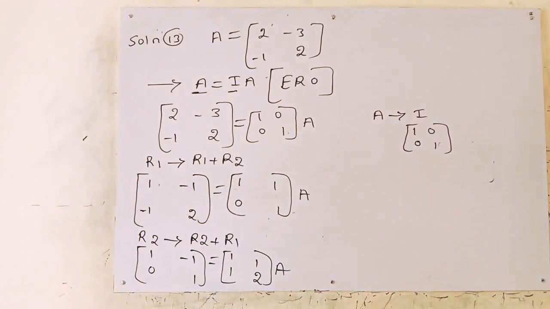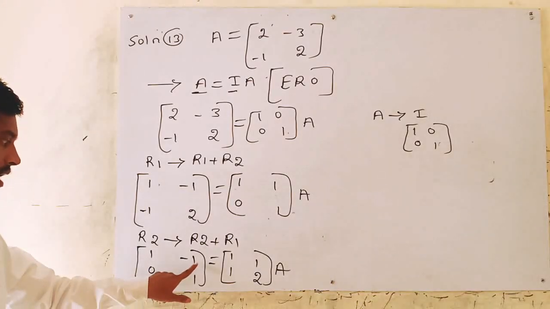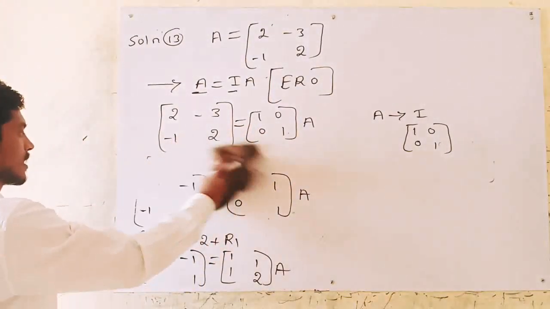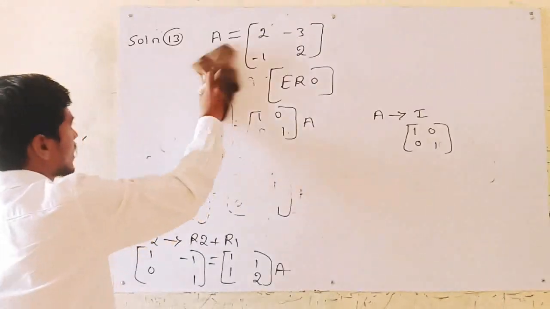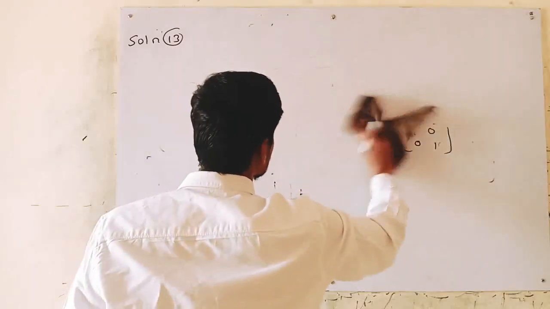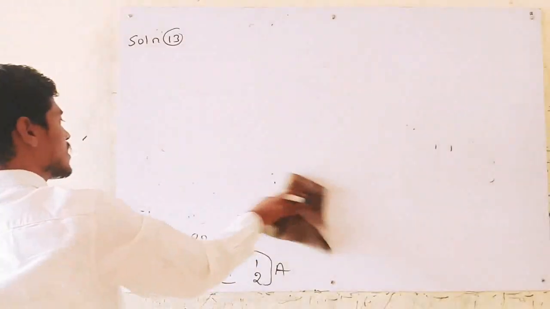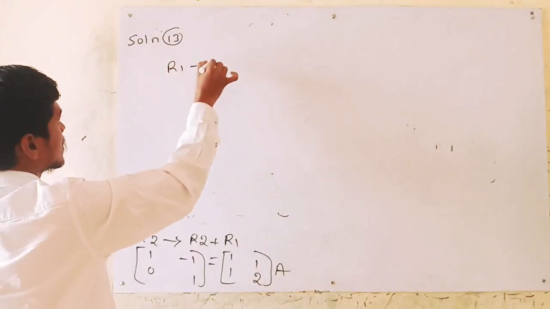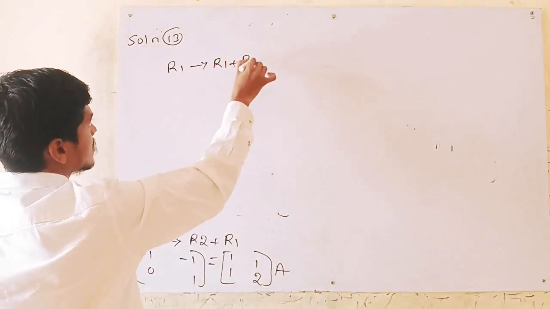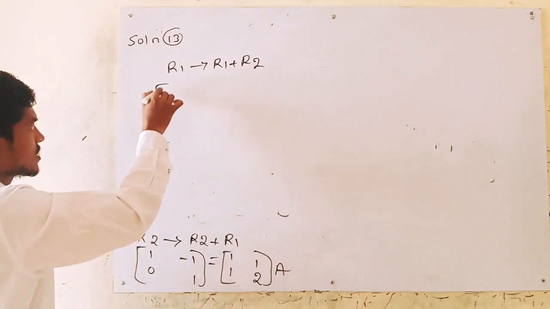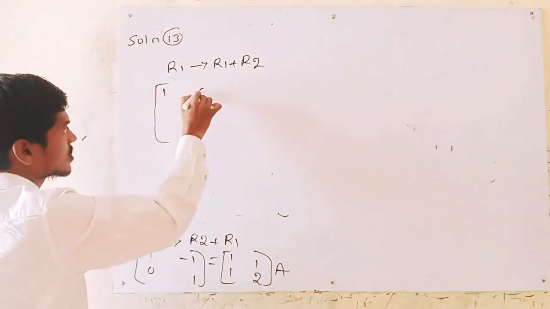Okay, go for the next operation. Our target is to convert this minus 1 into 0. Is it possible? Yes. Again, applying R1 changes to R1 plus R2. So this becomes corresponding elements: 1 plus 0, that is 1, and minus 1 plus 1, that is 0.